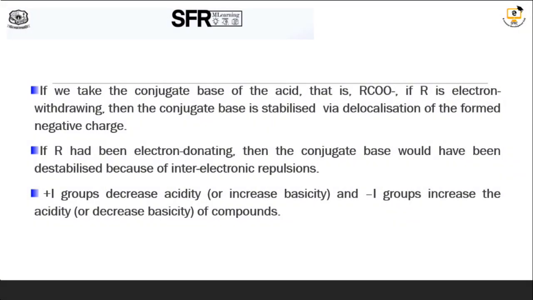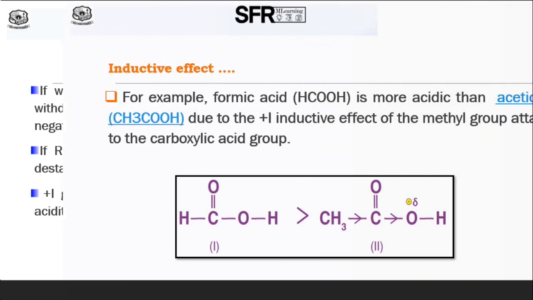If we take the conjugate base of an acid, for example, if you are taking an acid RCOOH, the conjugate base of the acid is RCOO minus. If R is an electron withdrawing group, then the conjugate base is stabilized via the delocalization of the formed negative charge, that is the negative charge on the oxygen. If R had been an electron donating group, then the conjugate base would have been destabilized because of interelectronic repulsions. Plus I groups decrease the acidity or increase the basicity, and vice versa, and minus I groups increase the acidity of the compounds and decrease the basicity of the compounds.